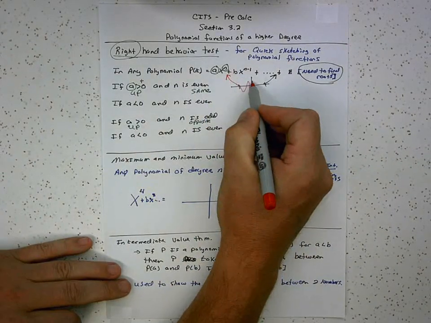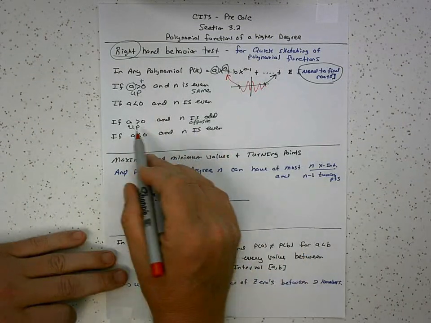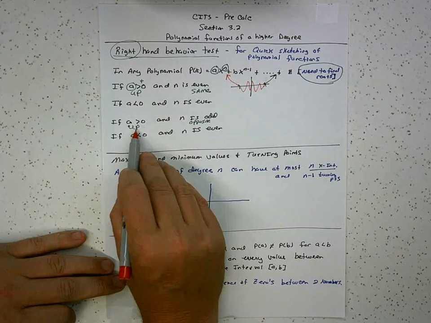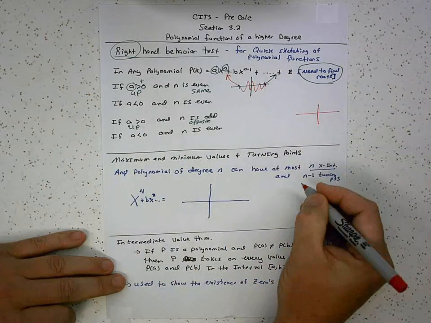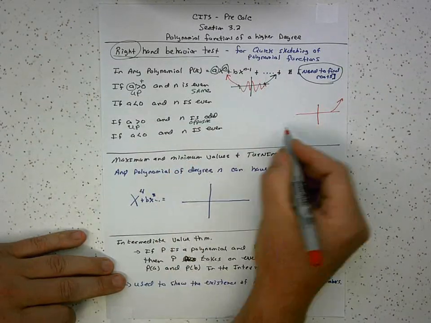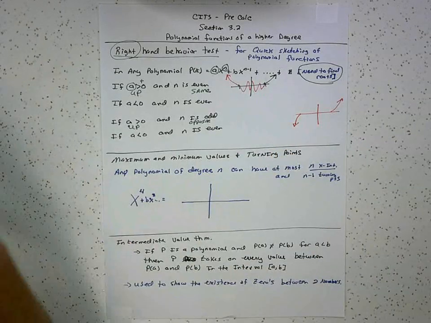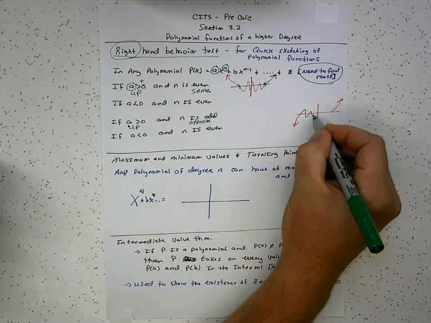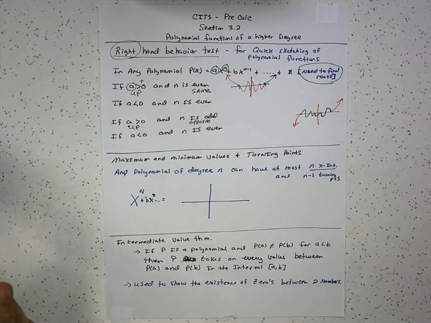In here, any kind of weird things can happen. Down here, if a is positive, it's going to go up. So a is positive, the right side is going to go up. But if n is odd, the left side is going to go the opposite direction. It's going to go down. And again, any kind of weird things can happen here. We'll figure that stuff out later.